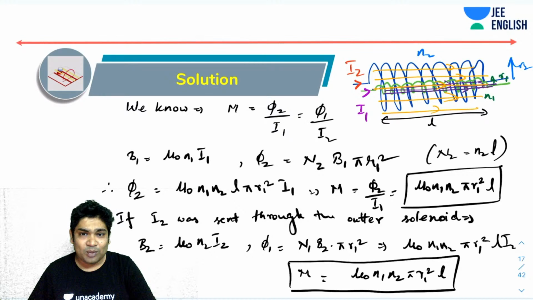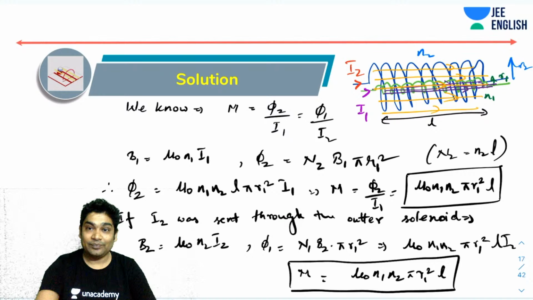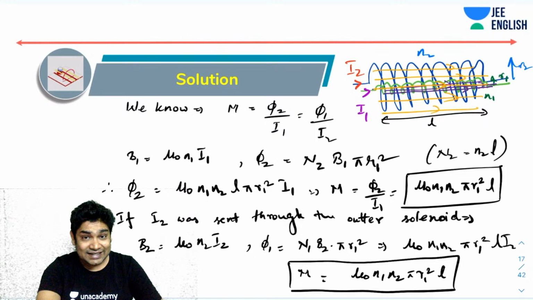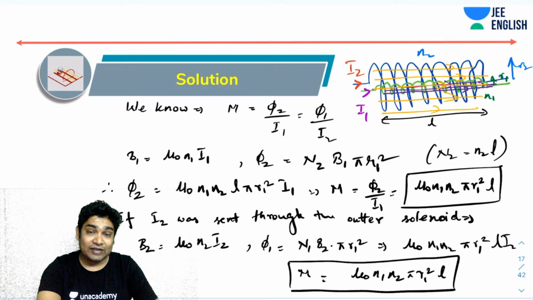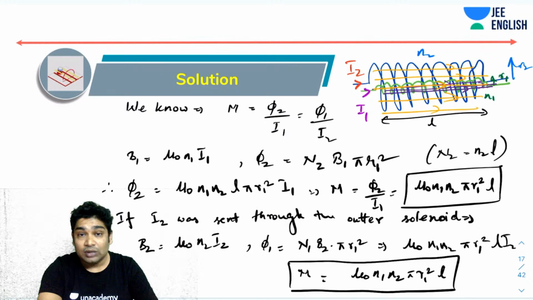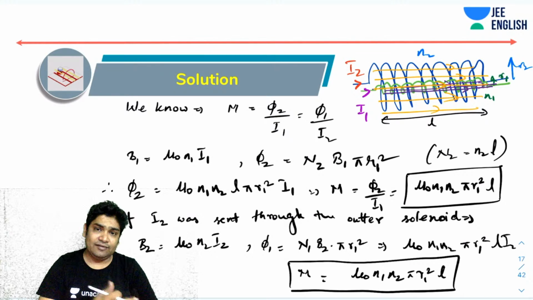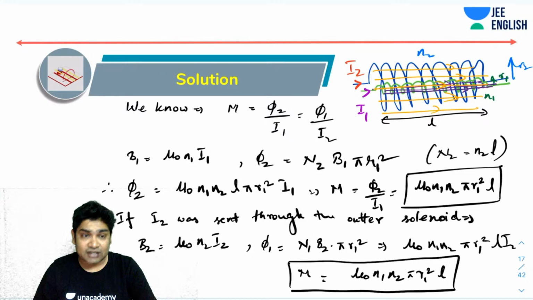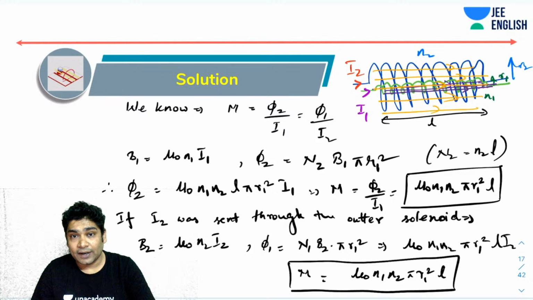So I hope everybody followed this. If you followed this, this is going to be the standard way of calculating the coefficient of mutual induction. So how do you do that? You imagine some current I1 in one coil, you find the flux linked to the second coil, phi2, in terms of I1, then you know M is calculated as phi2 over I1. So that is going to be the standard method of calculating the mutual induction coefficients.